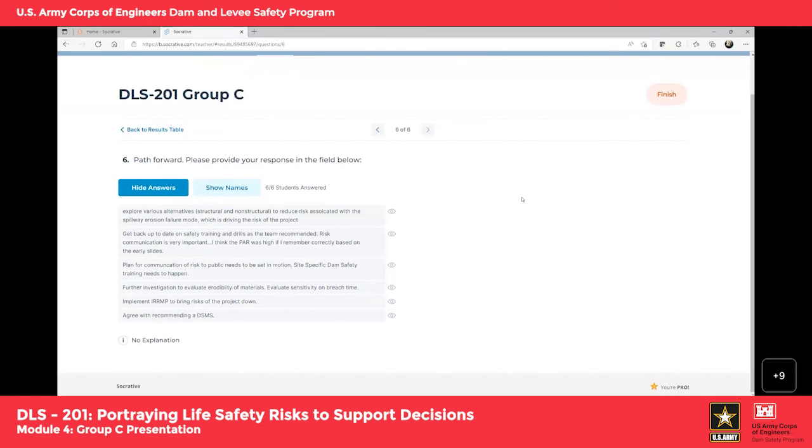Hey, Bart, did I hear you say when we go into a dam safety DSMS study, we're only looking at permanent physical risk reduction measures, so we would never consider communication or just updating documents, procedures, policies, et cetera, as part of a DSMS?